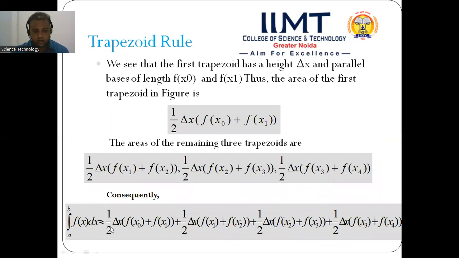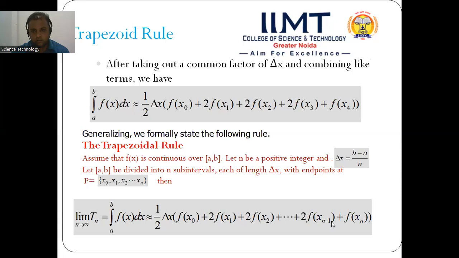So the area under the curve from a to b of f(x) dx will be given by the sum of these trapezoids. Then we can see that we can take common del x by 2 and add the similar terms. So after taking out a common factor and combining like terms, we have the integral from a to b of f(x) dx, which is half del x times f(x0) plus 2 f(x1) plus 2 f(x2) plus 2 f(x3) plus f(x4).